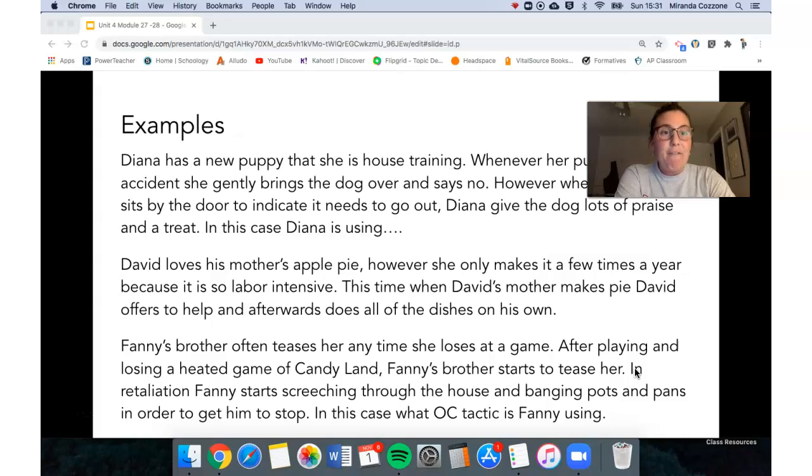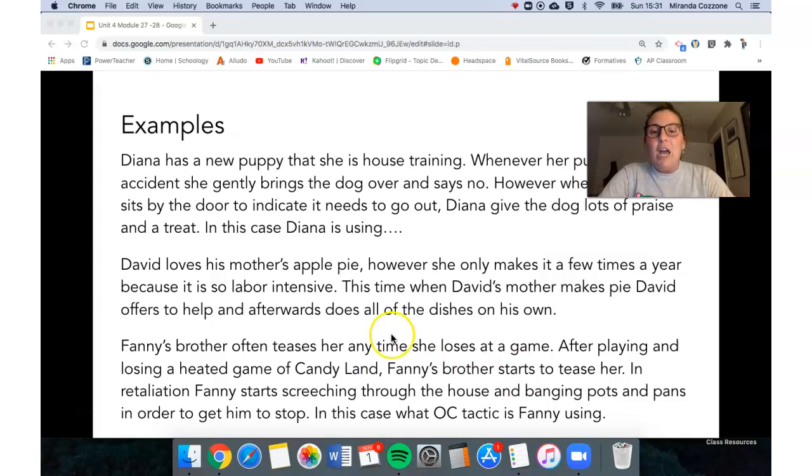In this case, Fanny is trying to stop a behavior, so we know that it's punishment. Is she positively punishing her brother or negatively punishing her brother? Well, by adding in the screeching, running through the house, and banging the pots and pans, she's adding a negative stimulus. So in this case, she's positively punishing her brother.